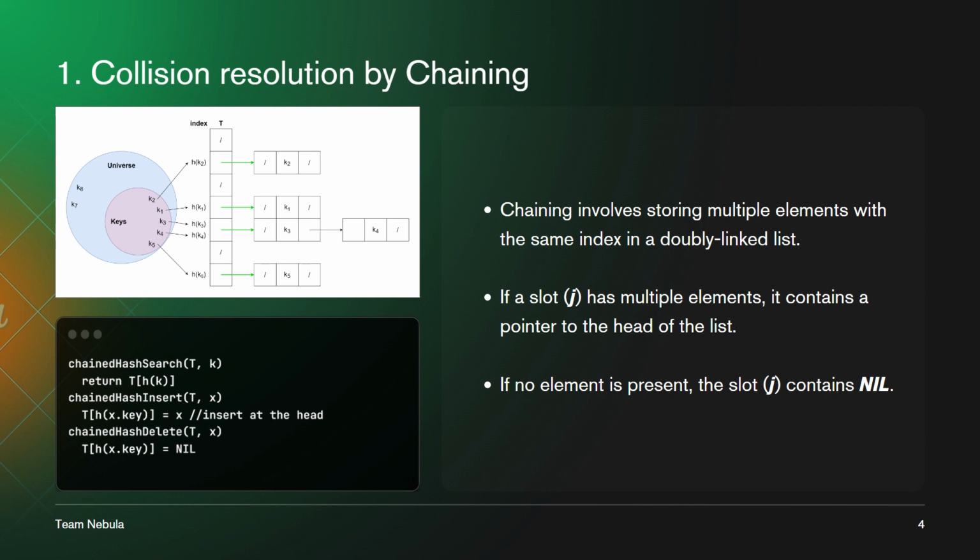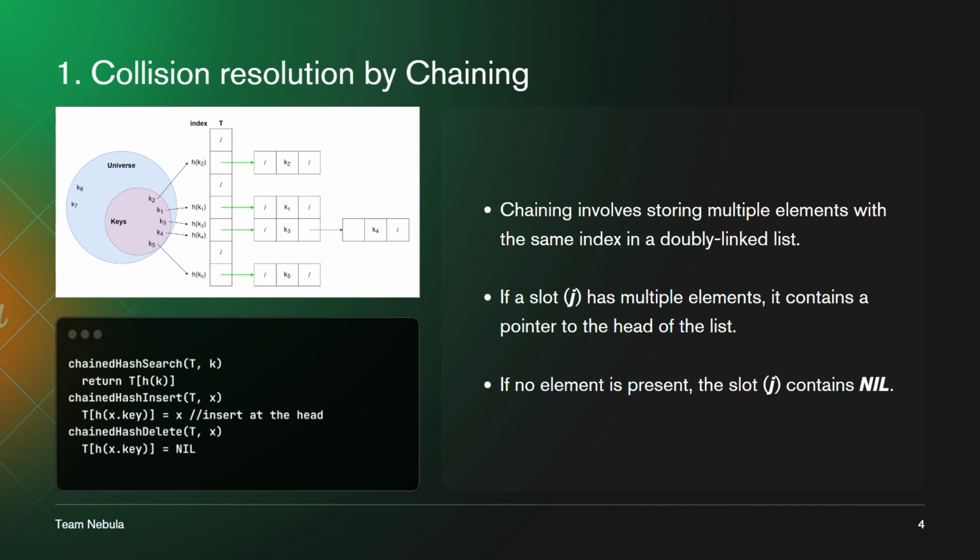Collision resolution by chaining. In chaining, if a hash function produces the same index for multiple elements, these elements are stored in the same index by using a doubly linked list. If j is the slot for multiple elements, it contains a pointer to the head of the list of elements. If no element is present, j contains nil.